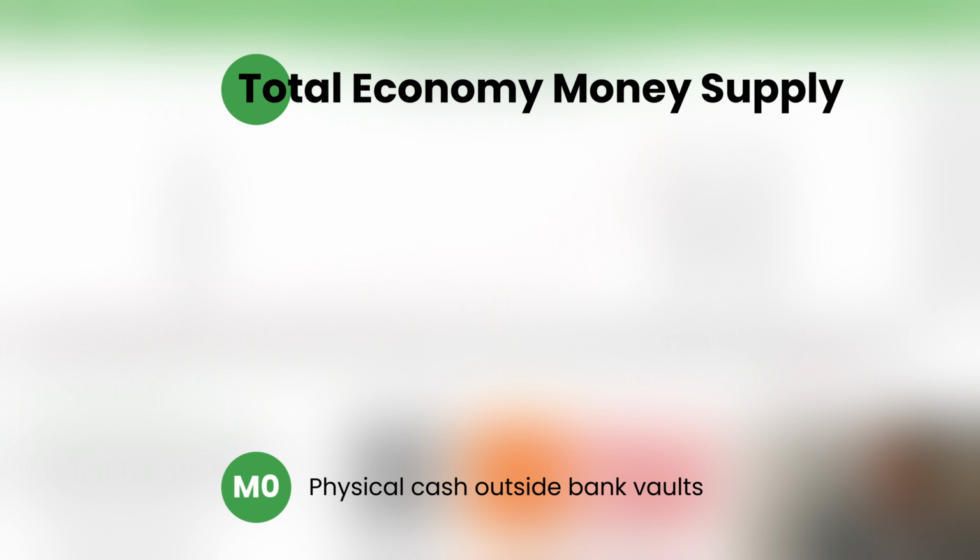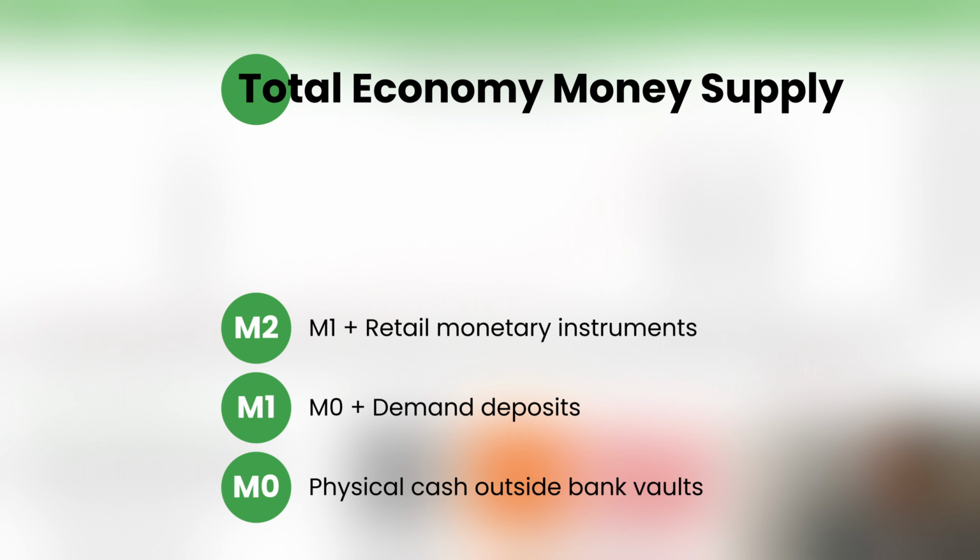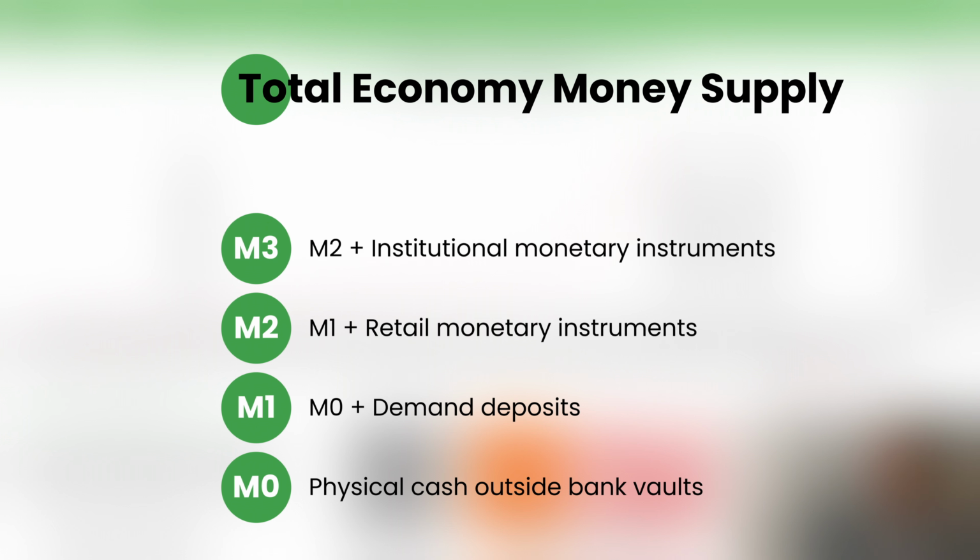All right, and this is the only non-fiduciary money in the stack. This is base money, state money that is outside of bank vaults. The second level is M1, which is M0 plus sight deposits, or as we know them mostly in the West, demand deposits. M2 is M1 plus less liquid or less regulated retail type savings monetary instruments. And M3 is M2 plus sometimes less liquid, but more accurately, less regulated institutional type monetary instruments.